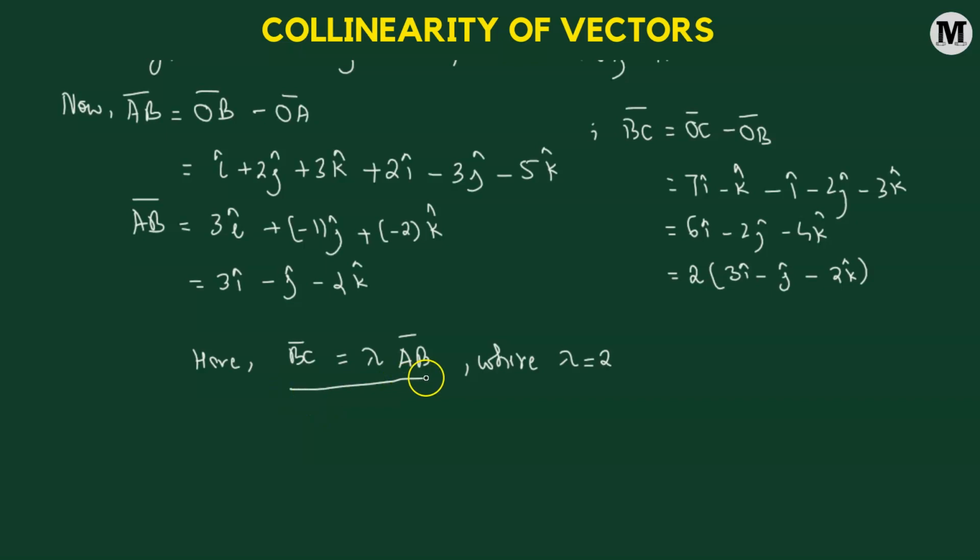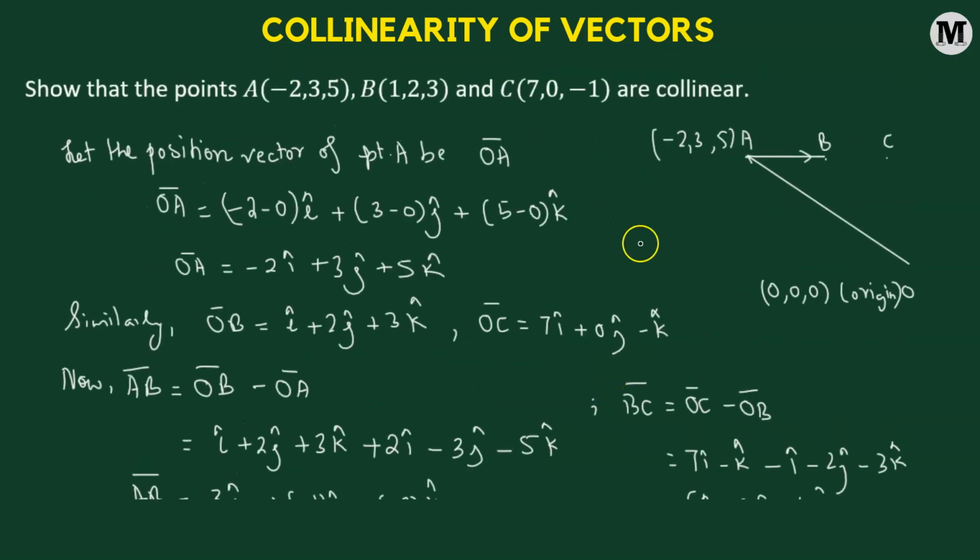Now whenever this particular criterion is met, this suggests that the points A, B, and C are collinear. So here we have successfully solved our problem. We have shown that the points A, B, C whose coordinates are given are collinear.